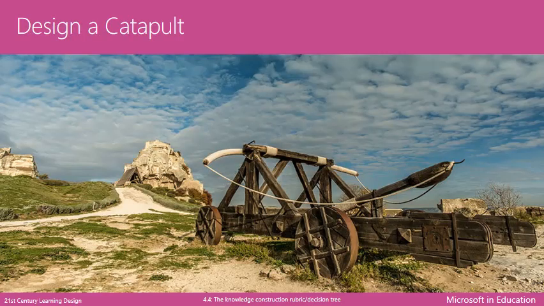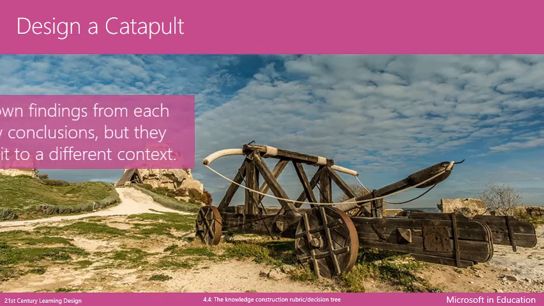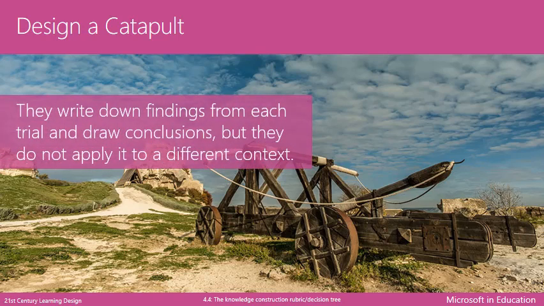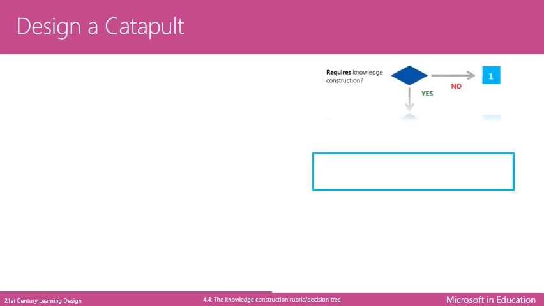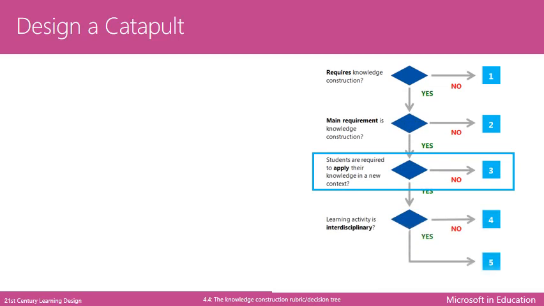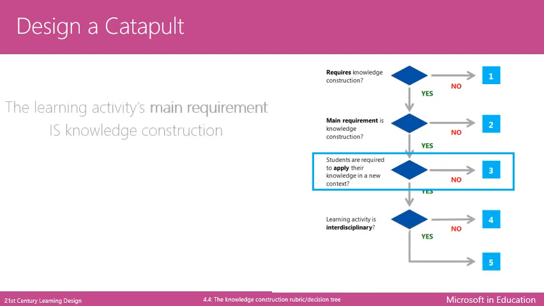In the Design a Catapult activity, the students are learning about the law of levers. Their lab experiment requires them to complete multiple trials within the same context. They write down findings from each trial and draw conclusions, but they do not apply it to a different context. This evidence indicates that Design a Catapult is a Code 3. This is because the learning activity's main requirement is knowledge construction, but the learning activity does not require students to apply their knowledge in a new context.